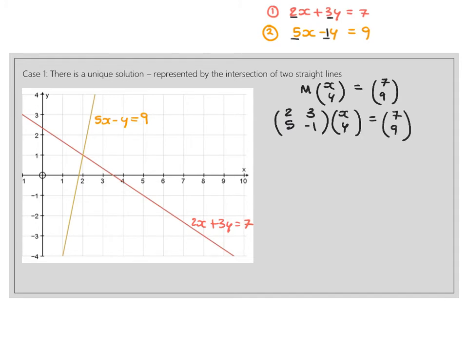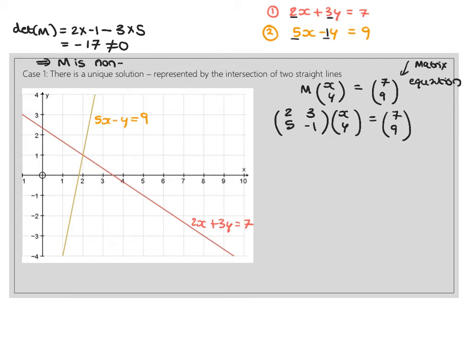Now, remember what we said. We can solve this matrix equation if the matrix M has an inverse, i.e. if M has a determinant that is not equal to 0. So up over here, I'm going to work out the determinant of M, which is equal to 2 multiplied by negative 1, subtract 3 multiplied by 5, which comes to negative 17. So that's not equal to 0. Now this tells me straight away that M is non-singular, because its determinant is not equal to 0, which pleasingly tells me that the inverse, m minus 1, exists.